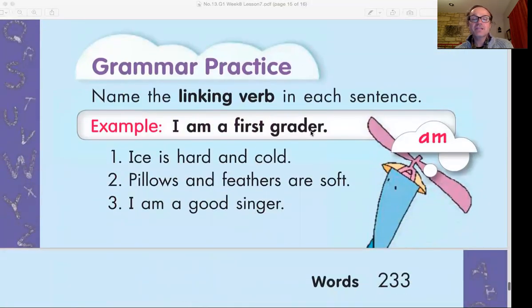Name the linking verb in each sentence. I am a first grader. Well, we would guess is for the example right here. Linking verb. Now you go ahead, pause this, and do those other 3. Okay, let's do them. Number 1, ice is hard and cold. Yep, I bet you answered that. Number 2, pillows and feathers are soft. Number 3, I am a good singer. There they are, the 3 linking verbs. So I hope that you got those right.